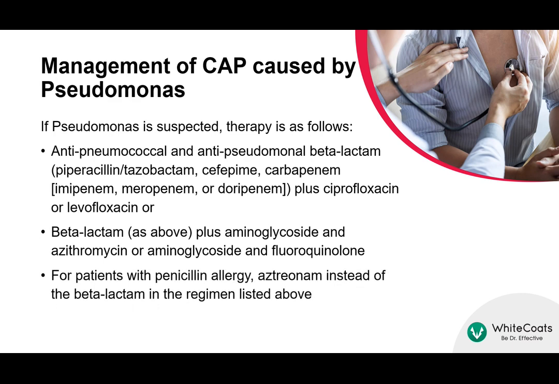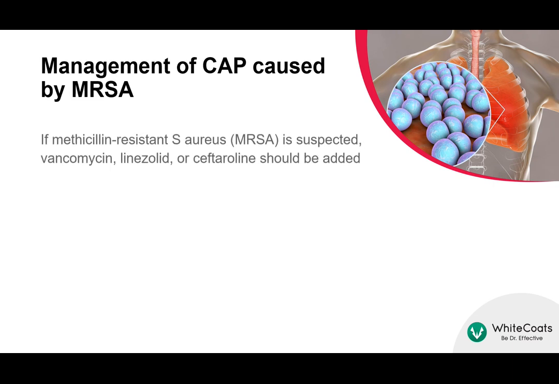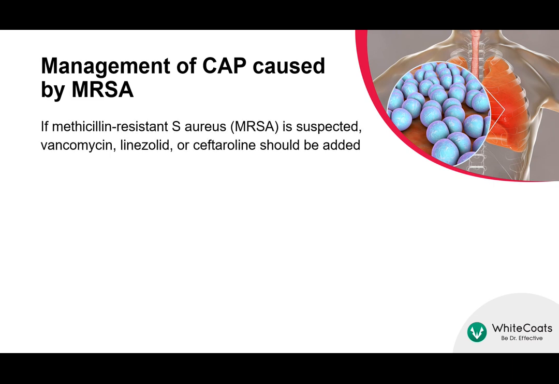If Pseudomonas is suspected, therapy includes anti-pneumococcal and anti-pseudomonal beta-lactam plus ciprofloxacin or levofloxacin, or beta-lactam plus aminoglycoside and azithromycin, or aminoglycoside and fluoroquinolone. For patients with penicillin allergy, use aztreonam instead of the beta-lactam in the regimens listed above. If methicillin-resistant Staphylococcus aureus is suspected, vancomycin, linezolid, or ceftaroline should be added.